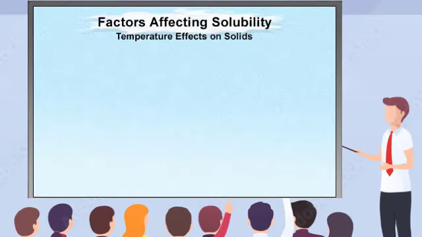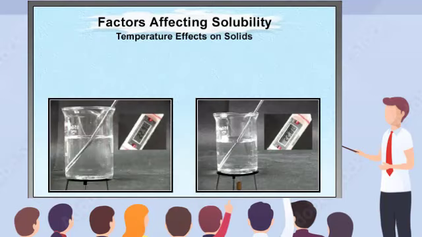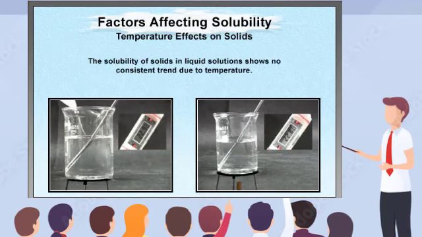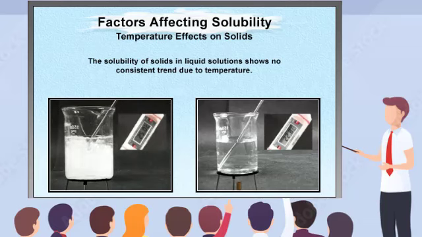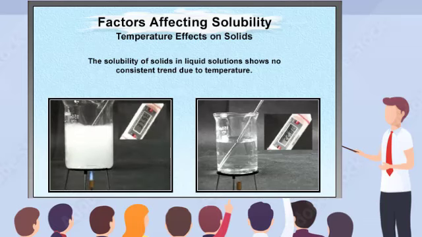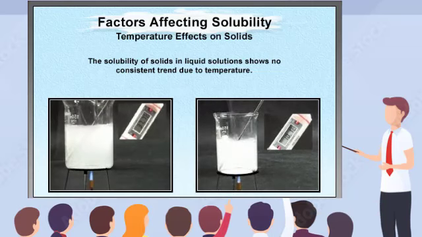In contrast to the effect temperature has on the solubility of gases in liquid solutions, the solubility of solids in liquid solutions shows no consistent trend when the temperature increases. Predicting the solubility of a solute in a particular solvent is difficult, and many exceptions occur. A simple way of determining the effect of temperature on the solubility of a solid in a liquid is to perform the desired experiment.